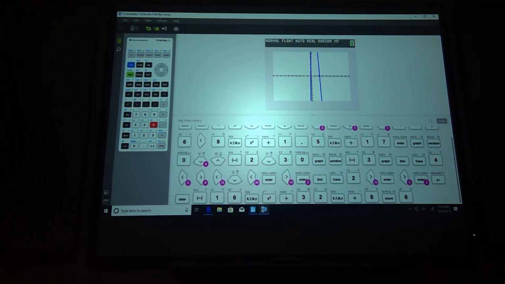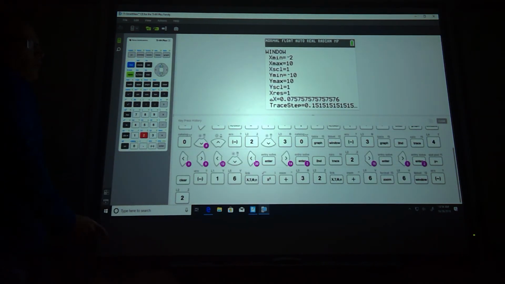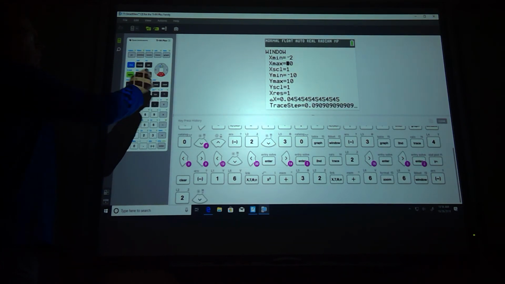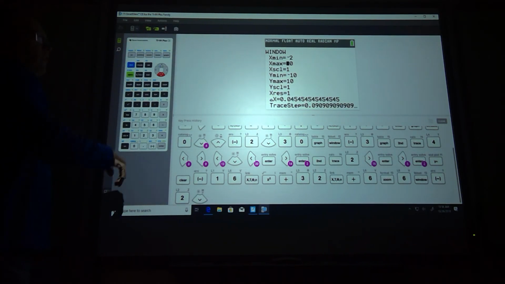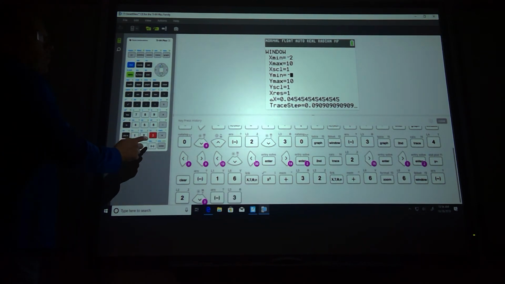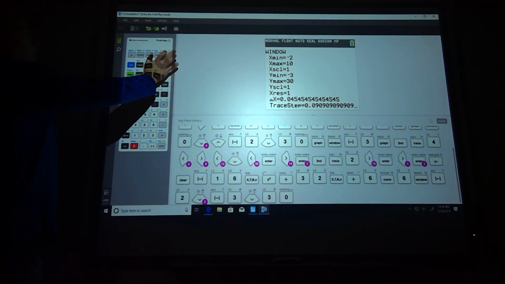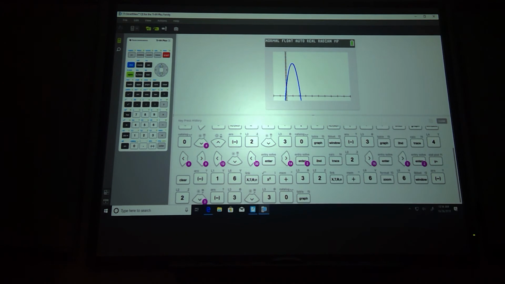Did I throw the ball into negative seconds? No. So I'm going to change my window. Maybe go negative 2 here. It looked like it went far enough out. I might have a little bit of negative on my y-axis. And then I'm going to change this to, I don't know, maybe 30 again. You should do 27. 27. And if I hit graph, can I see the whole parabola as far as the important stuff? I see where it crosses the x-axis, y-axis, the vertex. Still with me?